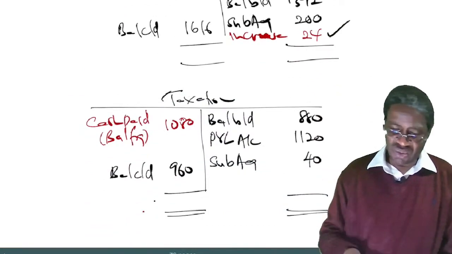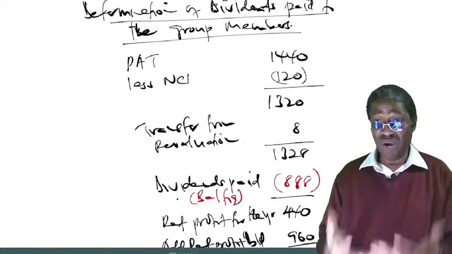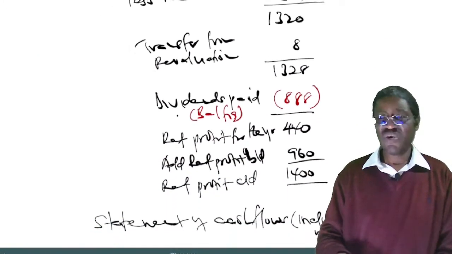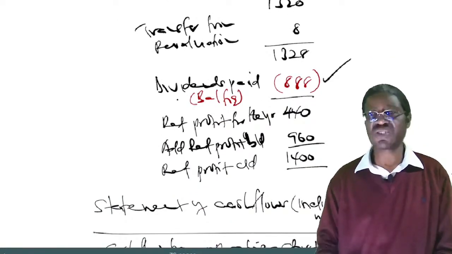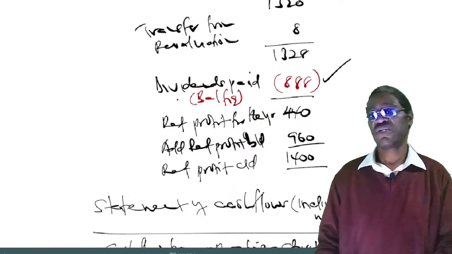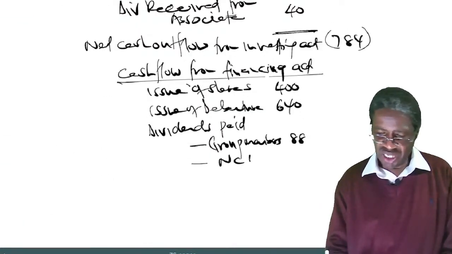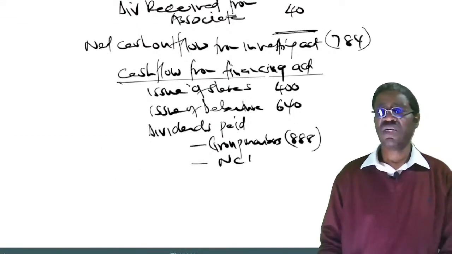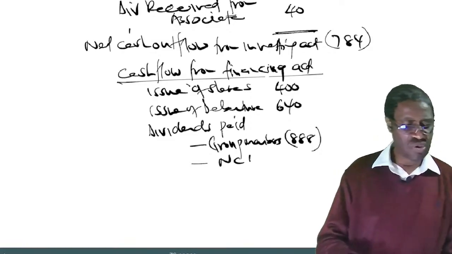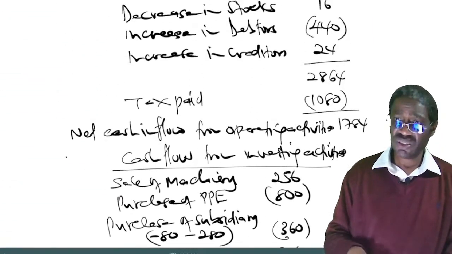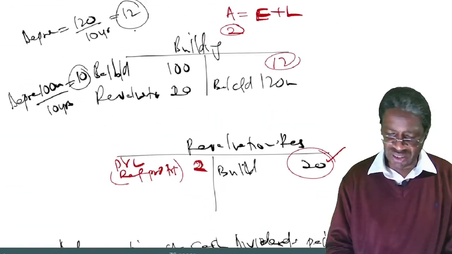Good. I can even see one here: dividends paid to group members. I can see we had to work backwards. Here it is. We had to work backwards, if you remember, and we got an amount of dividends paid to group members as 888 million. Let's use it. That's what we paid to the group members, 888 million, you minus. Then you go find out, what about the non-controlling shareholders? Good. Listen, we prepared the account called non-controlling interest.